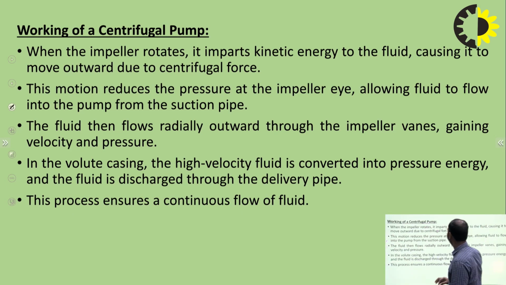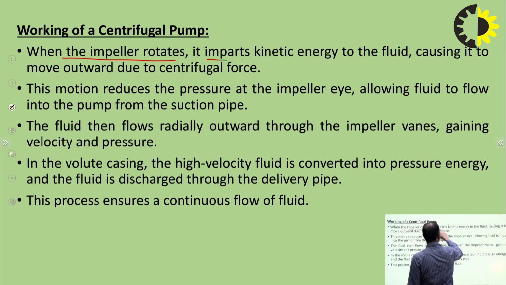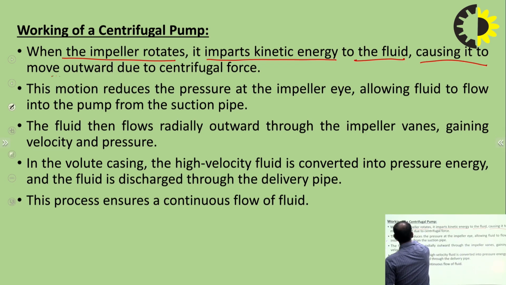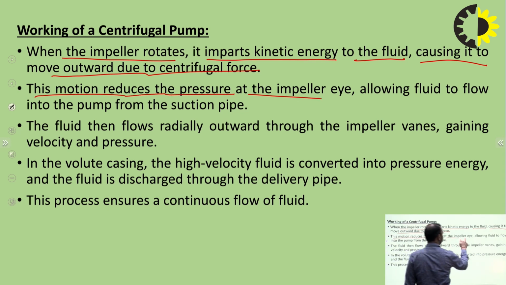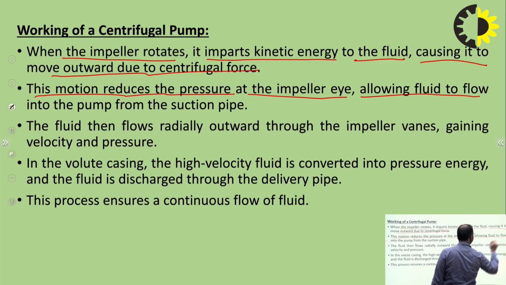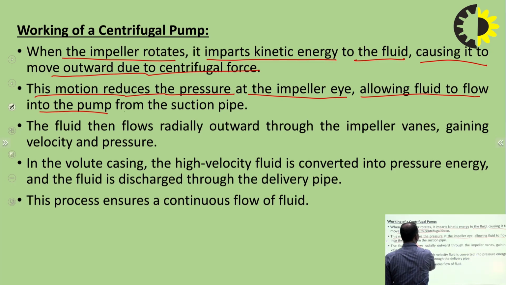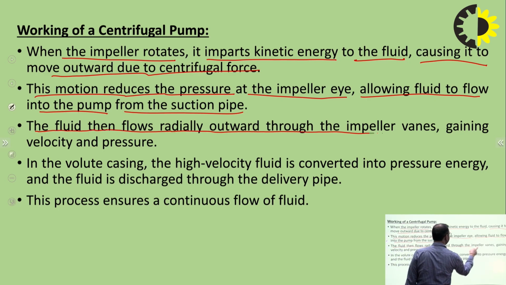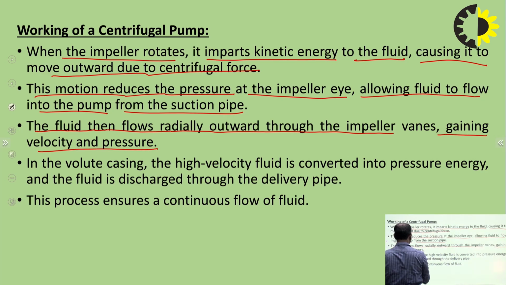Then what is the working of centrifugal pump? So when the impeller rotates, it imparts kinetic energy to the fluid, causing it to move outward due to centrifugal force. This motion reduces the pressure at the impeller eye, allowing fluid to flow into the pump from the suction pipe. After that, the fluid flows radially outward through the impeller vanes, gaining velocity and pressure.